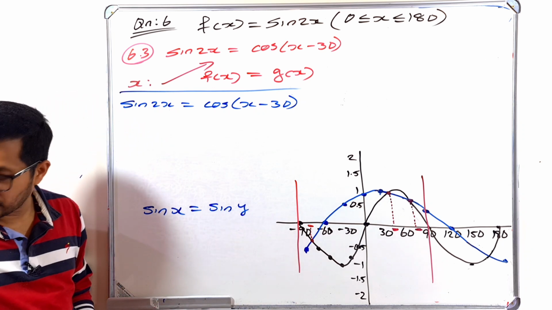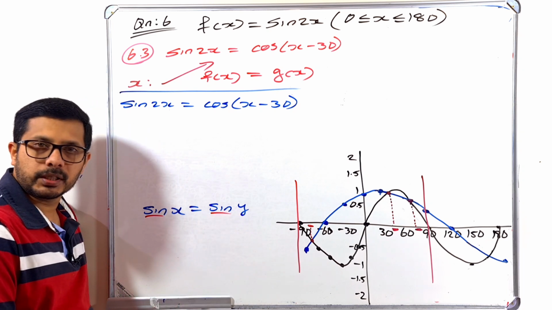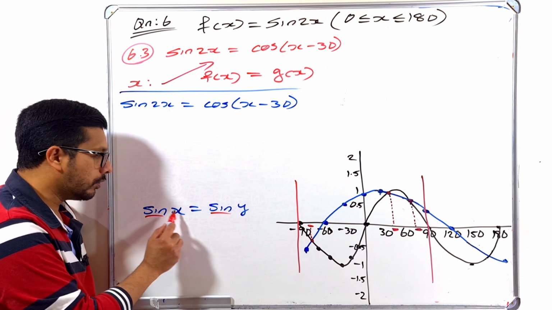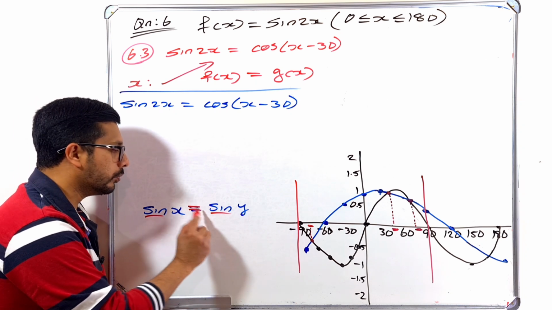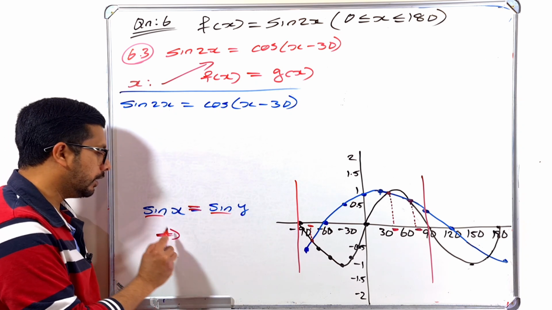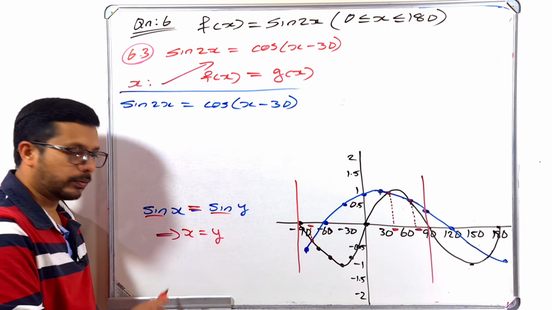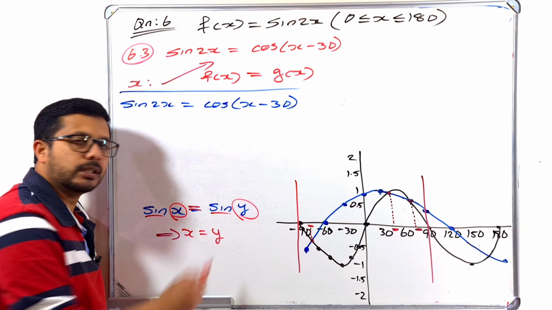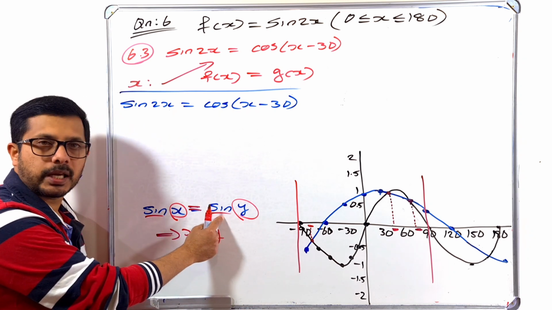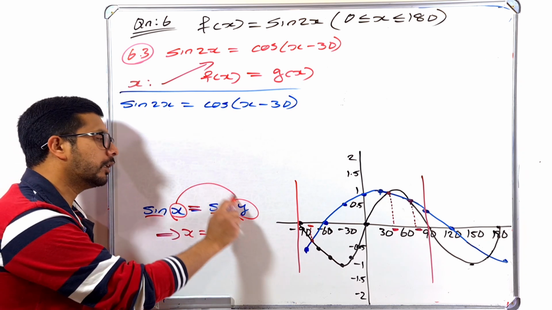Here on the left side, what is the trigonometry? Sine. Right side, what is the trigonometry? Sine. And then we are saying that sine of x is equal to sine of y. So it means that if it is like this, then we can say that x is equal to y. These both angles are equal. So in both sides, if it is sine and they are equal, it means that the angles are equal.